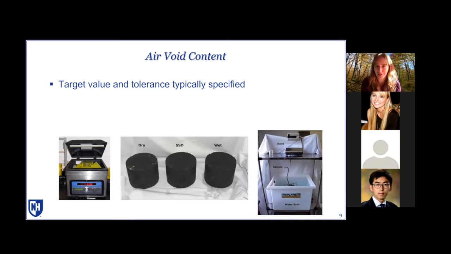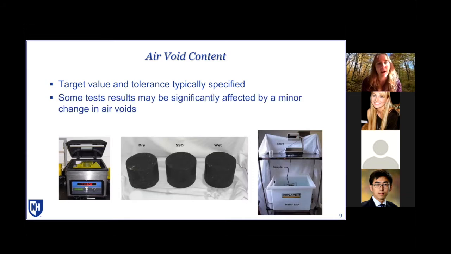Air void content, this is a big one. Typically, a target value or tolerance is specified for air void content for various performance tests, and some test results may be significantly affected by a small change in air void content, others are not. So again, it really depends on the range of air void contents that you're looking at and the property that's being measured.